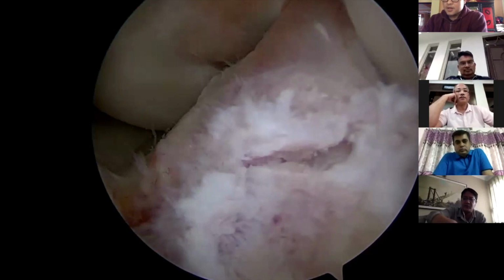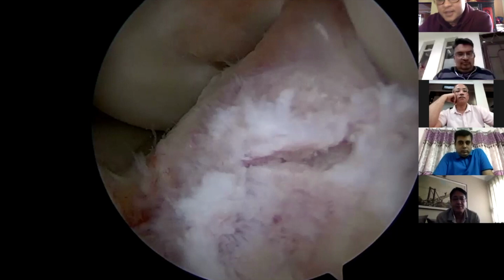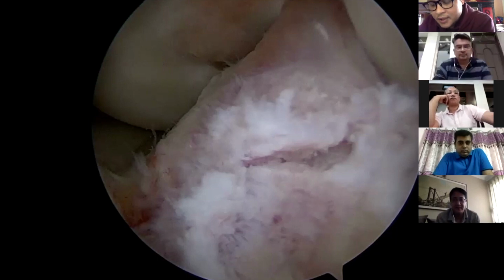I will basically remove that. I'll clear the crater and try and bring the ACL down. If that is impinging, that is the cause for his extension. You will just recreate the fracture and fix it, right, sir? Yes, and fix it. Yes.